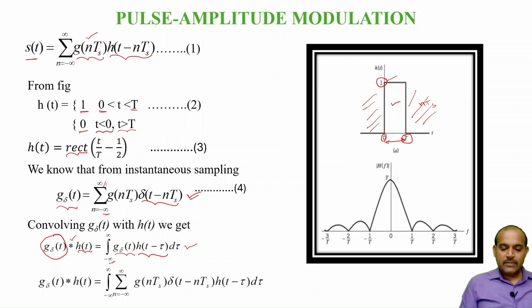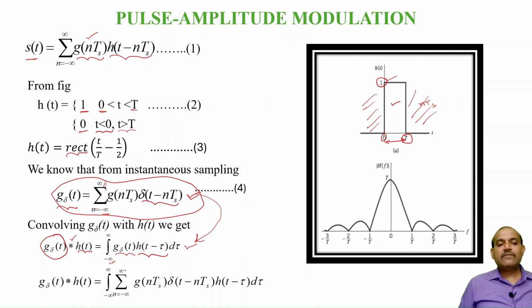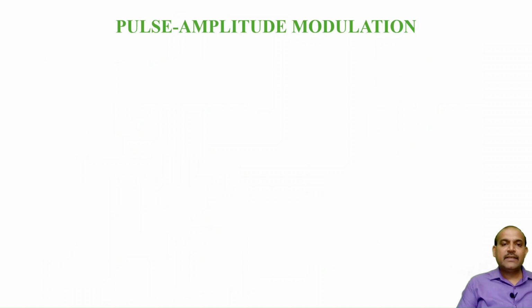Now, on the right hand side, substituting for g delta of t from equation 4. So if you substitute the value of g delta of t into this equation, I get the integral from minus infinity to plus infinity of the summation, n ranging from minus infinity, g of nTs into delta. All this is nothing but your g delta of t. I will retain this h of t minus tau as it is. So this is g delta of t convolved with h of t.